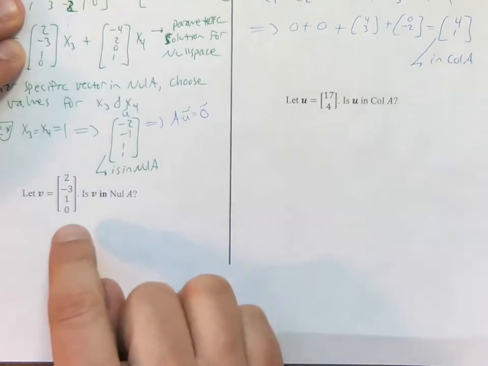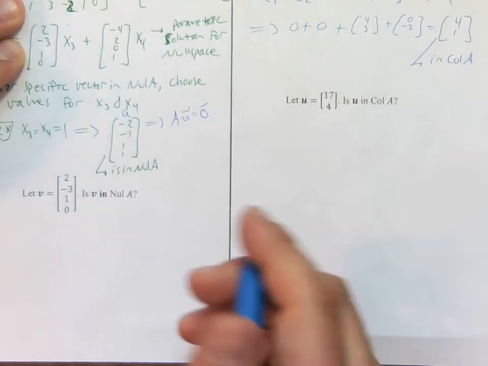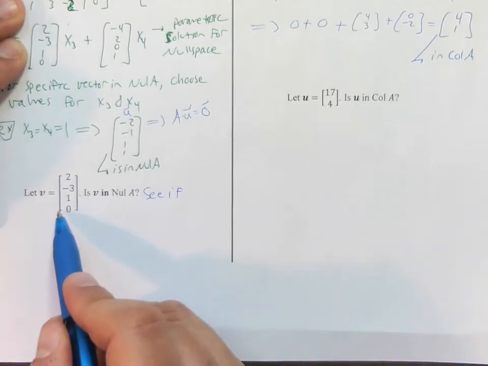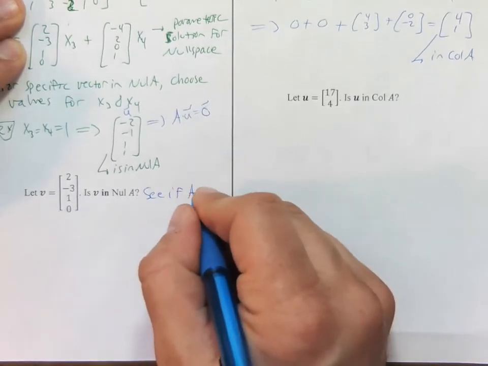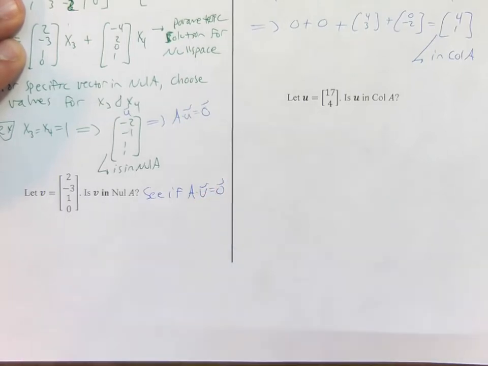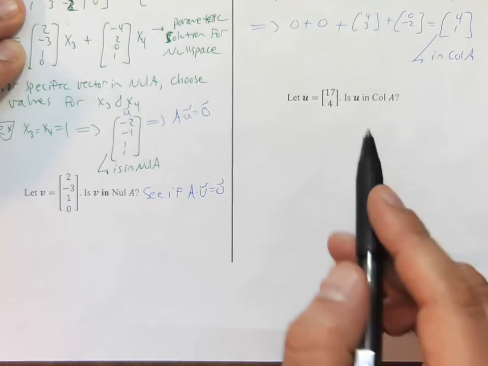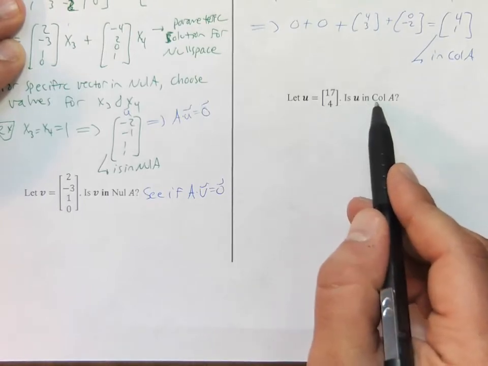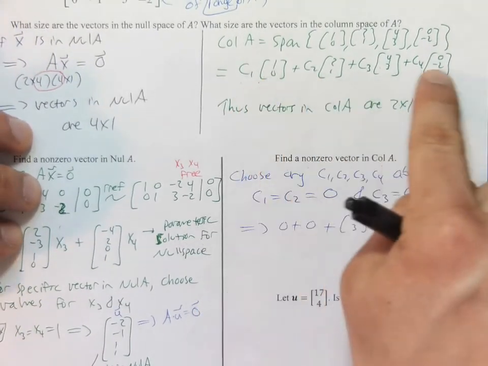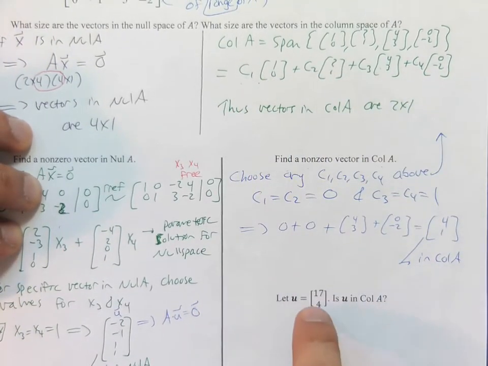It's easy to show something's in the null space because you just want to see if you can multiply that by A and get 0. So see if A times v equals 0. That's how you check that. It's very straightforward matrix multiplication. This one's a little more challenging because if u is in the column space, then that means that you should be able to do some linear combination of the columns and get this value.